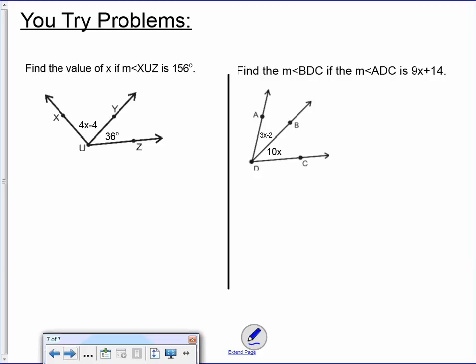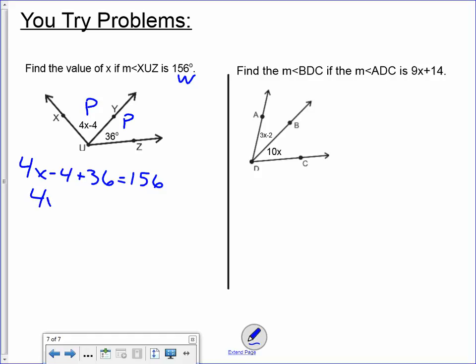Now that you have completed the two problems, let's take a look at your work. In the first one, it says find the value of x if the measure of angle XUZ is 156 degrees. 4x minus 4 was a piece, 36 is a piece, and 156 is the whole thing. Piece plus piece equals whole. This should have been your equation to set it up.